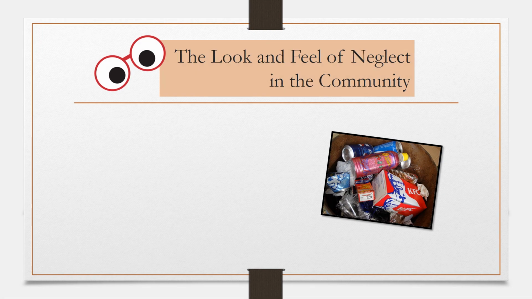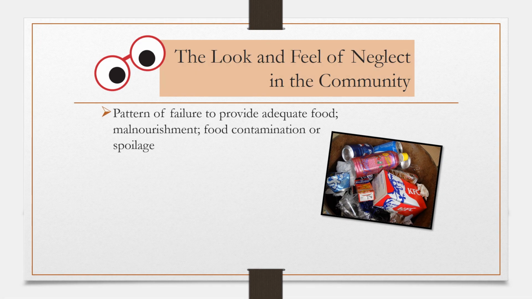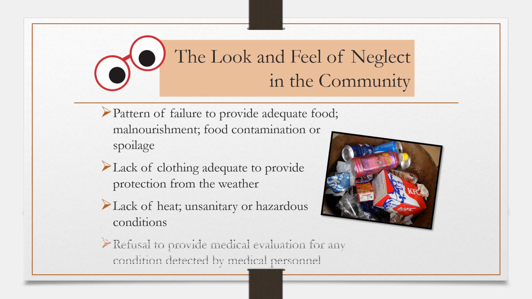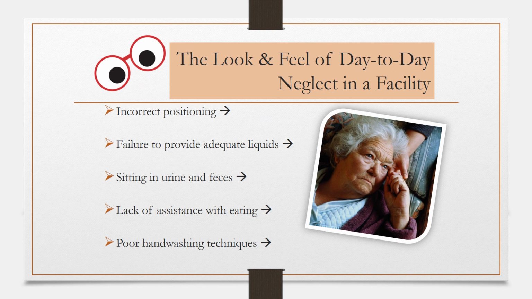Signs of neglect in the community include a pattern of failure to provide adequate food, malnourishment, no food in the home, food contamination or spoilage, lack of clothing to adequately provide protection from the weather, lack of heat, unsanitary or hazardous conditions, a refusal to provide medical evaluation for conditions detected by medical personnel. Day-to-day neglect is an accumulation of intentionally or unintentionally neglectful practices.